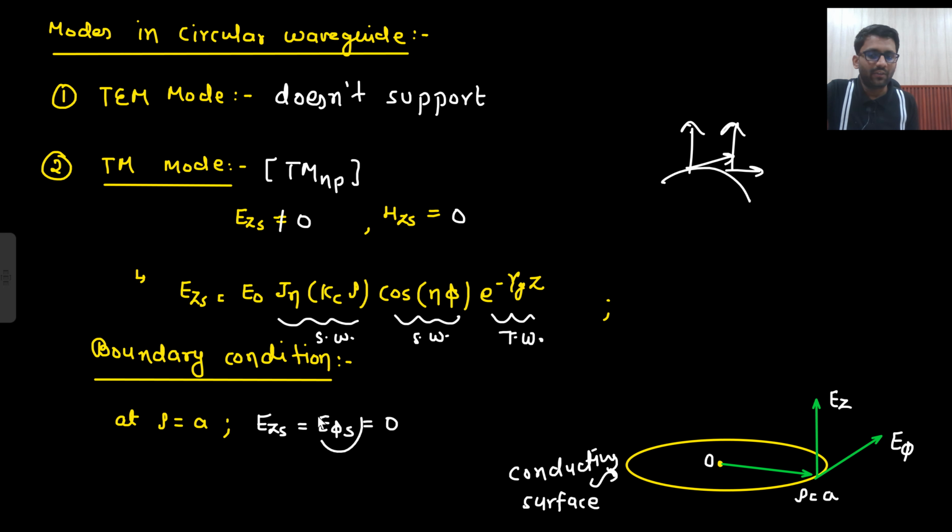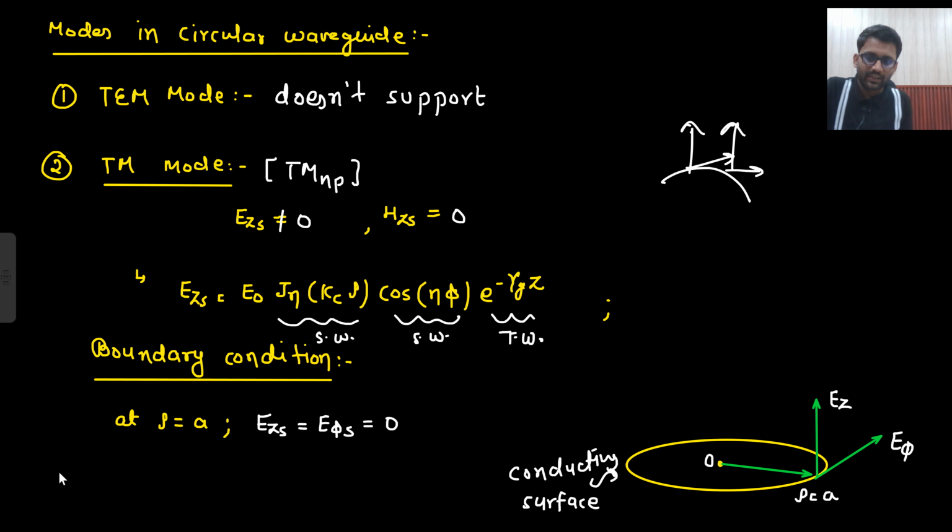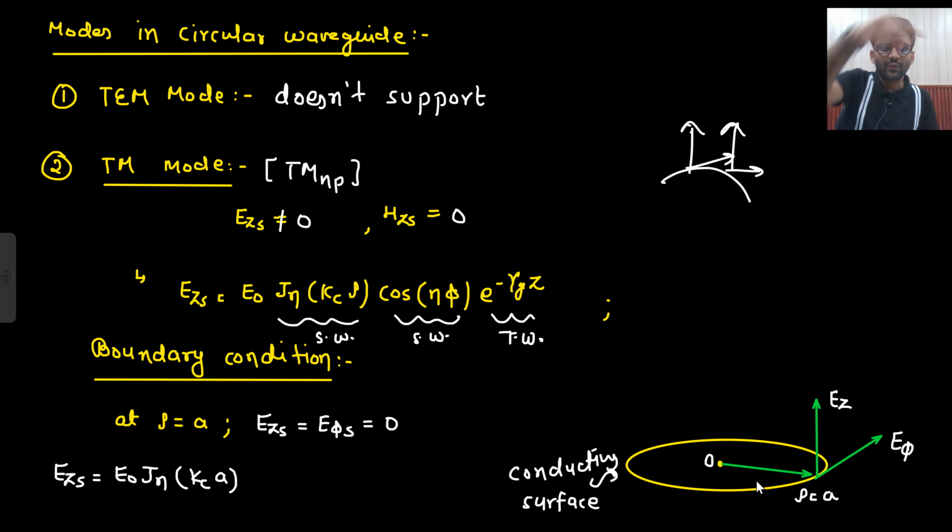But I don't need to care about E phi s because I am not having the value of E phi s. What I need to care about is Ez s, right? So Ez s at rho equals a. So let's write down the value here only. Ez s at rho equals a is E naught Jn Kc rho at rho equals a. What is a? A is the radius of your circular waveguide, or you can say the radius of the cross section of the circular waveguide.